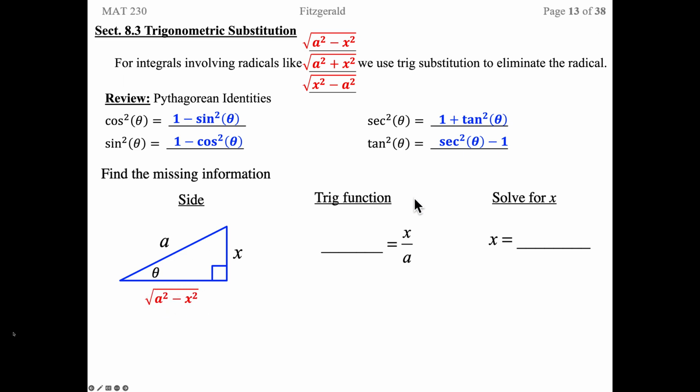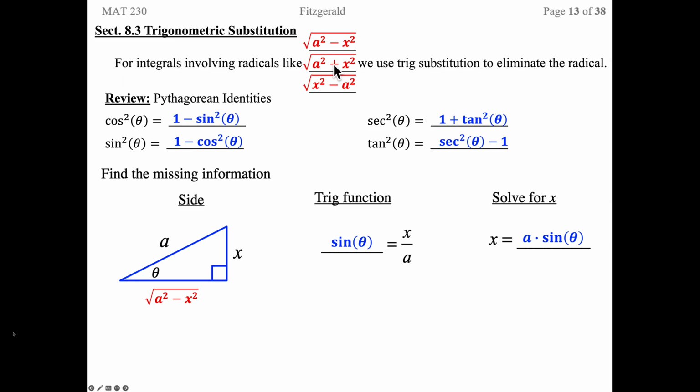And we always want your trig function to be x over a. So in this case, opposite of theta is x over hypotenuse, that's sine theta. Solve for x, multiply over the a. There's my equation solved for x.